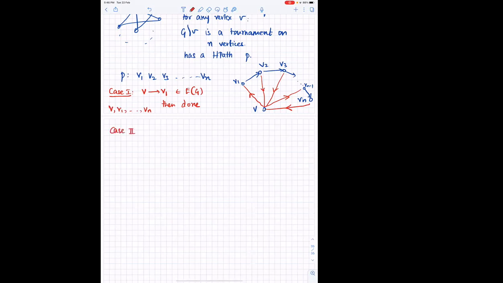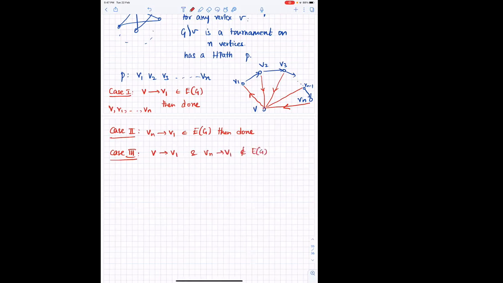Now suppose, let me just delete this one. These orientations we don't know. We just know that edges exist. Suppose Vn to V is there. But these things you don't know. We just know that there is an edge between Vn and V1. Then what can you say? Even then you can construct it. This one is a Hamiltonian path. So now the only case that remains is that V to V1 and Vn to V are not there.